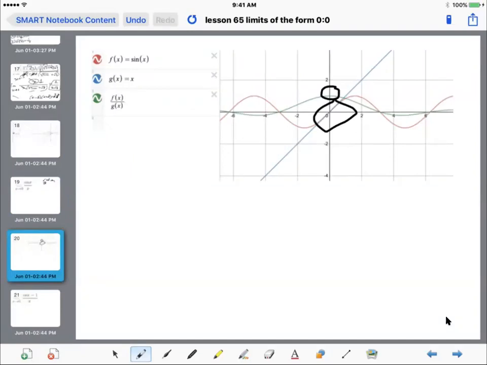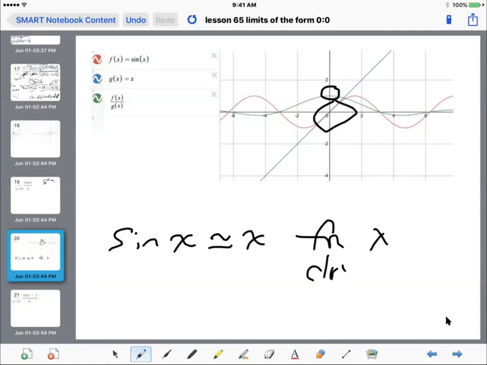And it is true, and I saw Zachary wrote that sine x is approximately equal to x for x close to 0. And it's in radians. If you put your calculator into radian mode and type sine of 0.00001, you'll get 0.00001.